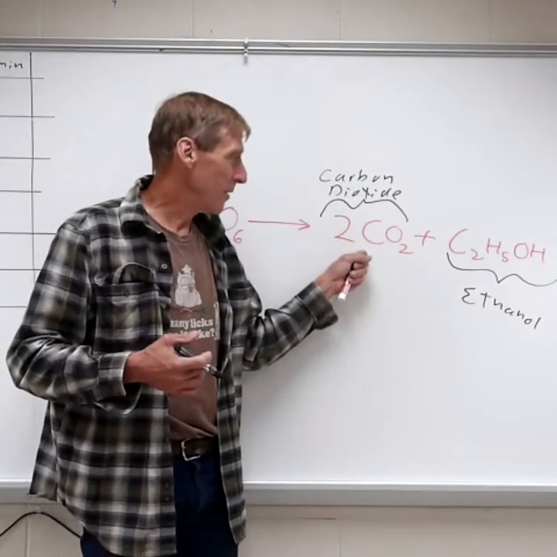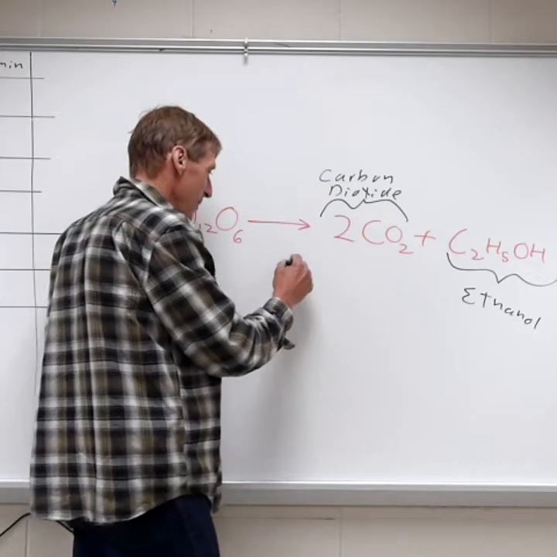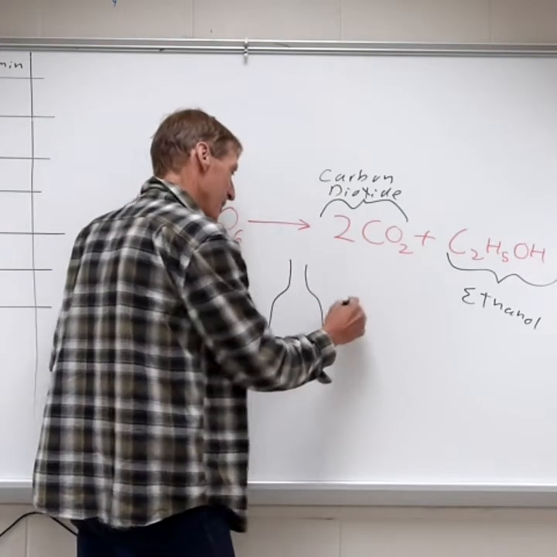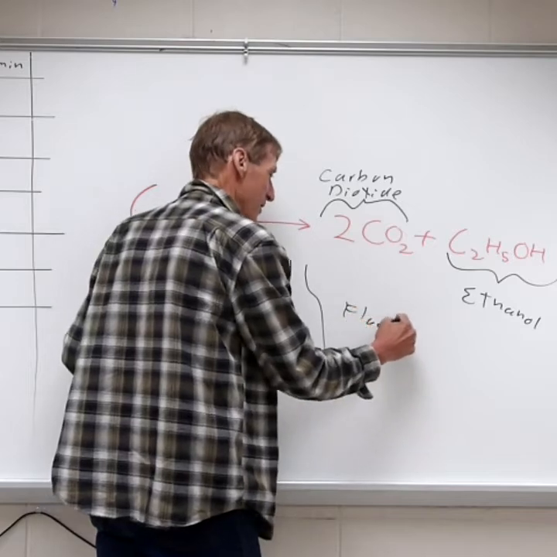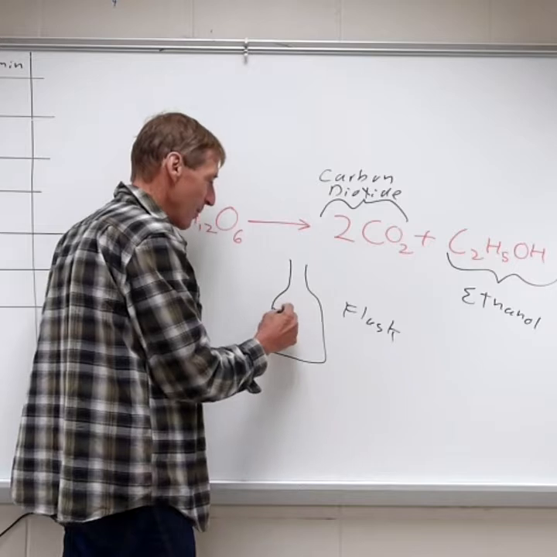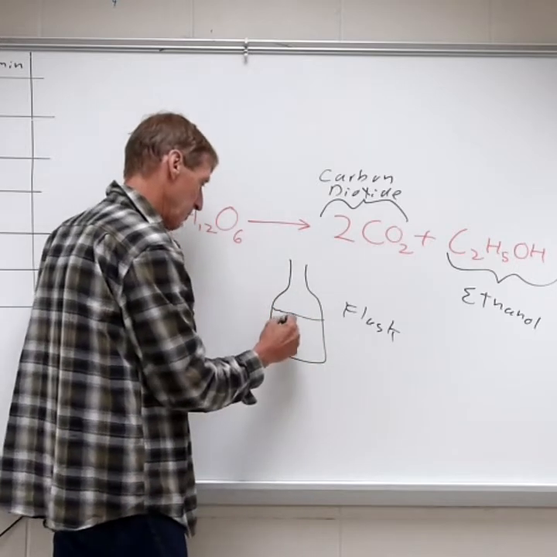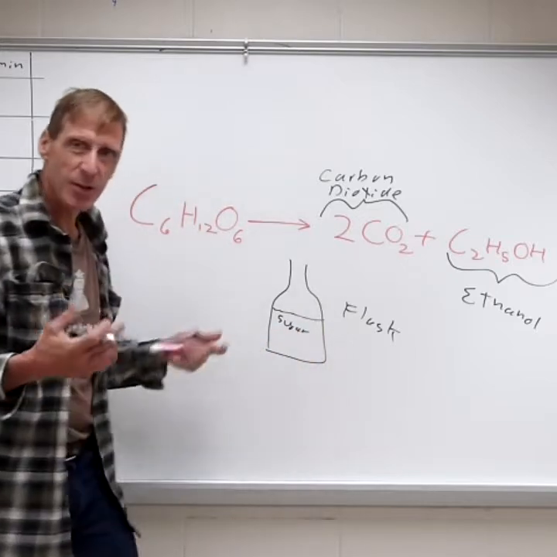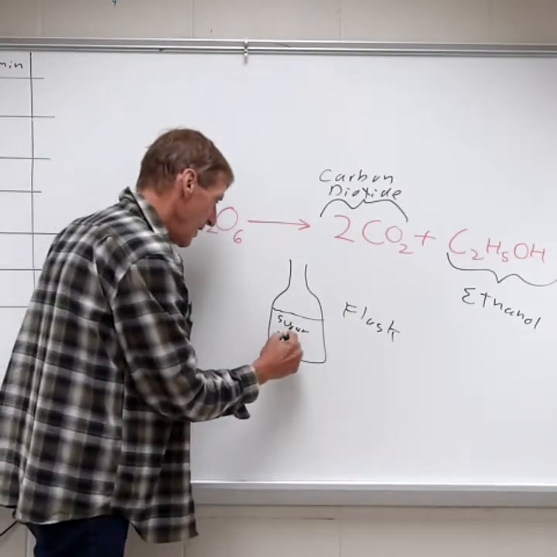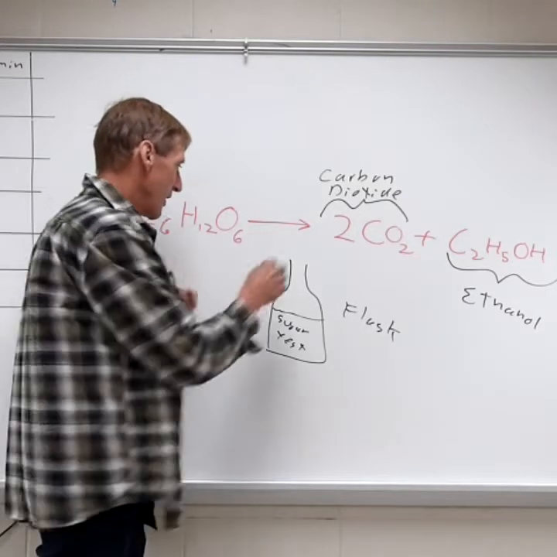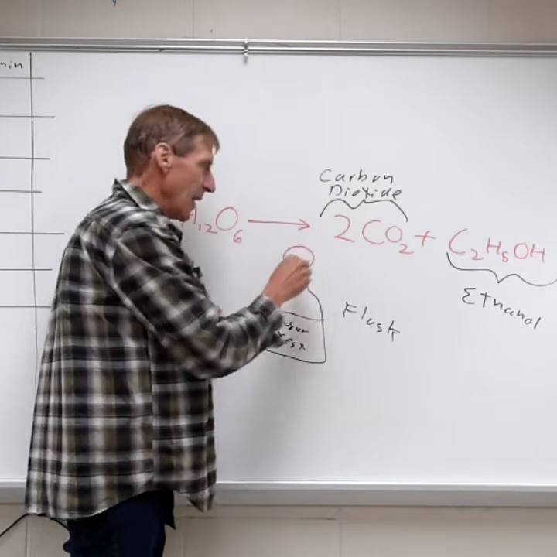The way we're going to do that is we're going to set up, it's kind of an ugly flask, but this represents a flask. It's just a glass container. And we're going to put in this container some water with sugar, which will be sucrose, just table sugar, and yeast. And then we're going to stick a balloon on the top of this thing.